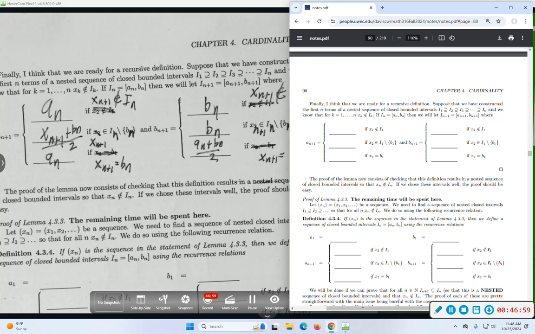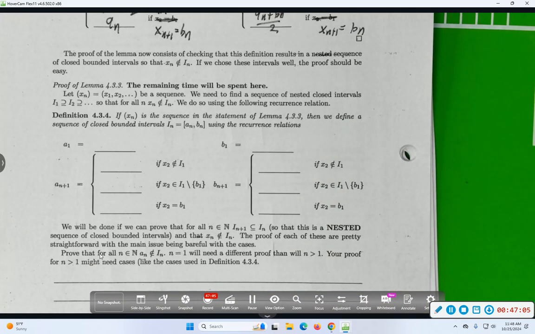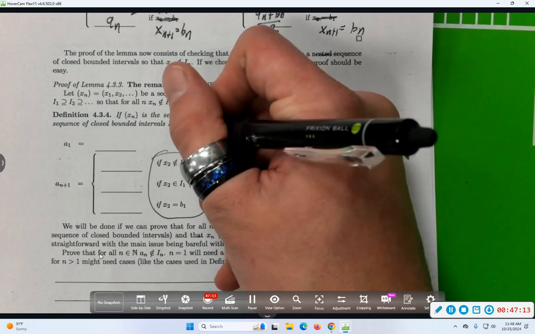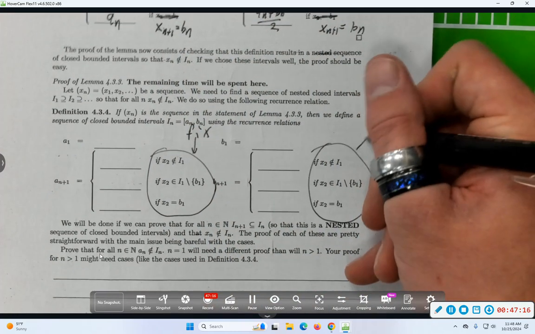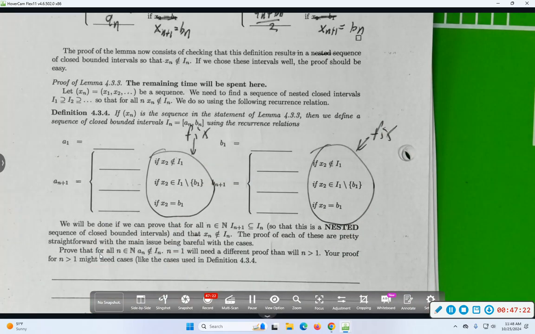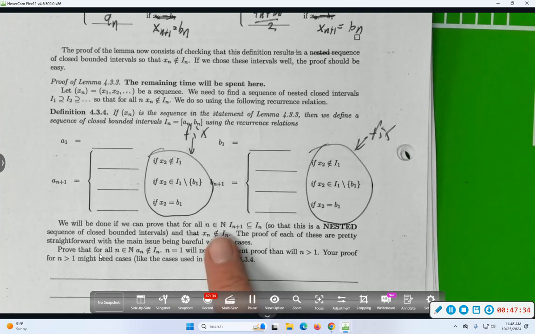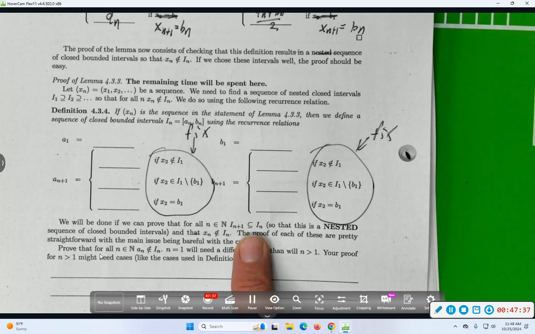So here's what I will have you do, and this is essentially the homework now. Let xn be a sequence. We need to find a sequence of nested closed intervals, and so on. Let's define A1 and B1 to be exactly the thing that you found seemed reasonable on the previous page. Let's define An plus 1 and Bn plus 1 to be the thing that you just saw was reasonable above. You now need to show that for every natural number n, In plus 1 is a subset of In. Does that seem like it probably won't be so bad?